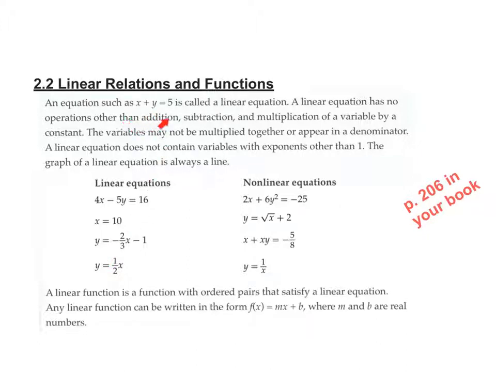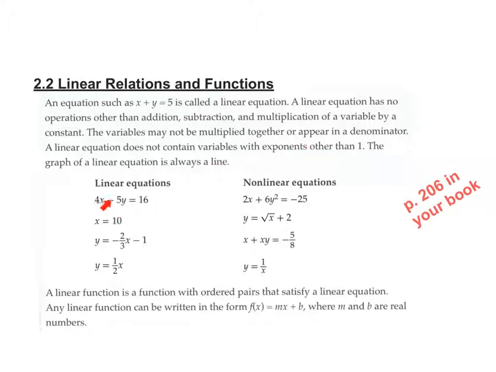What this is really trying to say is that a variable cannot be a denominator. You cannot divide by a variable. You cannot have that in the bottom of a fraction. It can't be a divisor of a division problem. That's what it's trying to say there. Variables may not be multiplied together or appear in a denominator, like I just got done saying. They also can't be in a radical, and they have to have a power no greater than 1.